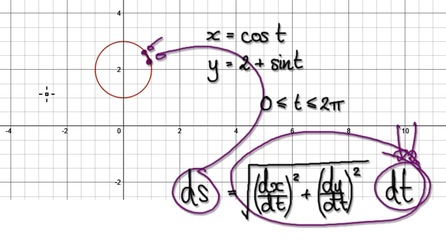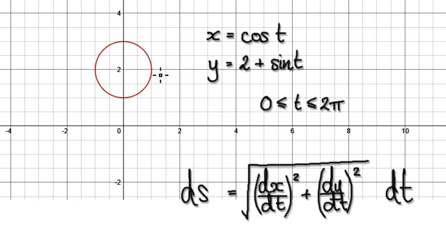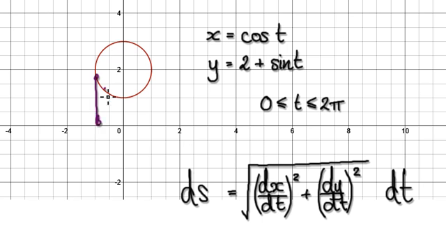Once you've got your ds, you will need to times it with the circumference of the circle, so 2 pi r. This r, the radius here, is really this bit here, because as you're moving around, the height is given by this. That's the height here, and that's the height here. So this bit is really your radius.